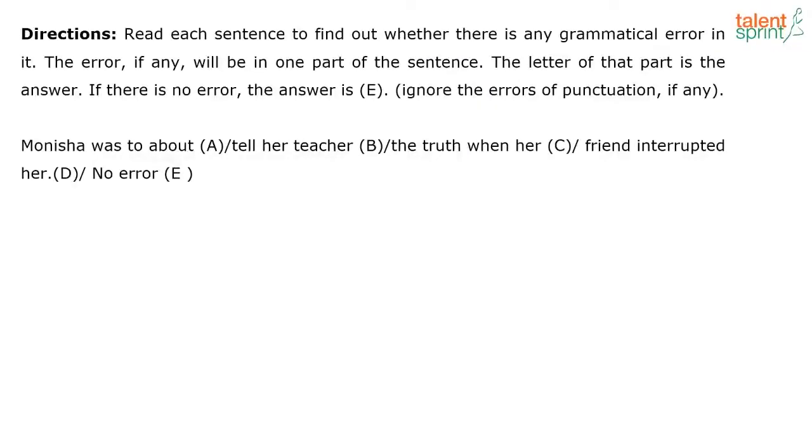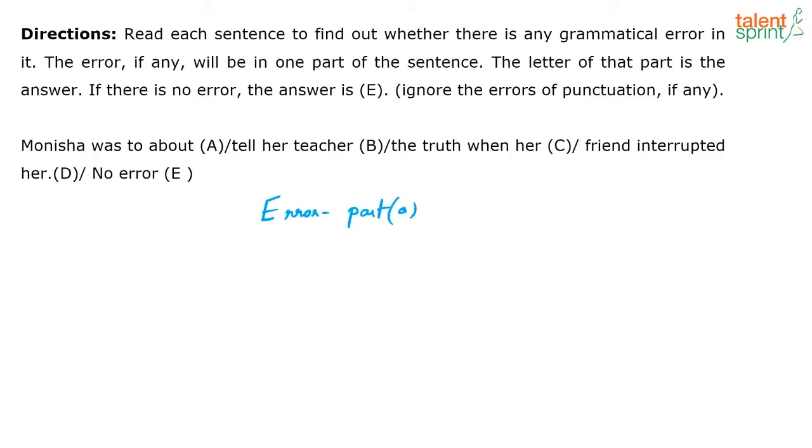Monisha was to about tell her teacher the truth when her friend interrupted her. Okay, so this is the question. You can obviously identify which part you think has the error. Pretty simple. As soon as we read it, we know that there's something funny or awkward in part A, right? Monisha was to about, that doesn't make sense there, in terms of the ordering of these words in the sentence. So the error is in part A and not part B actually.